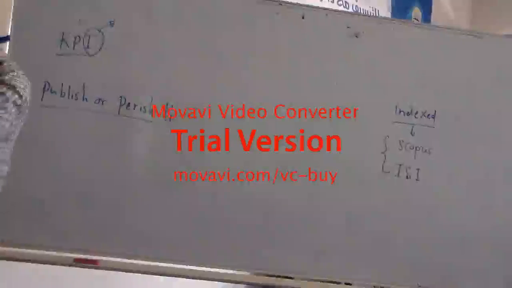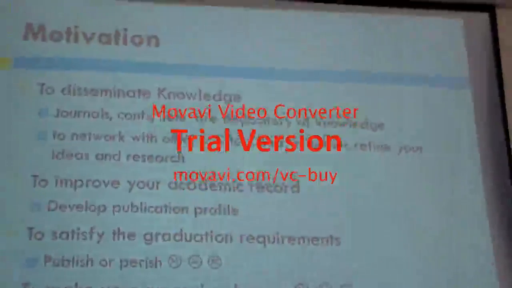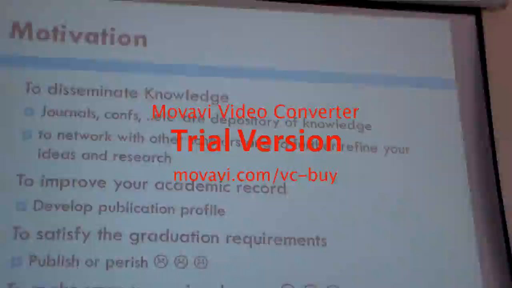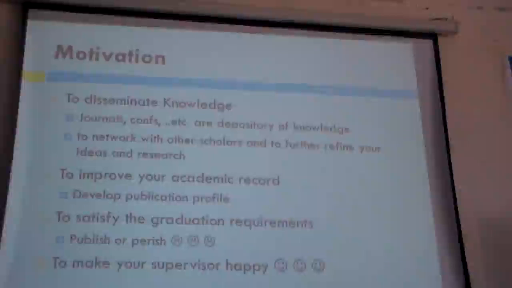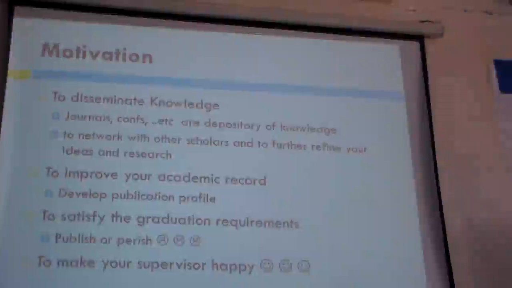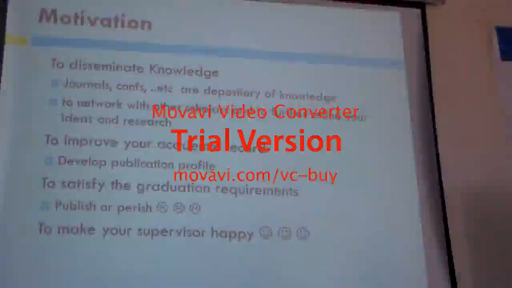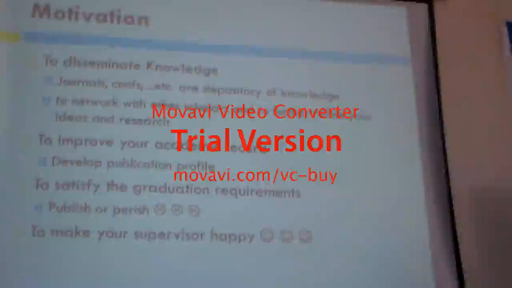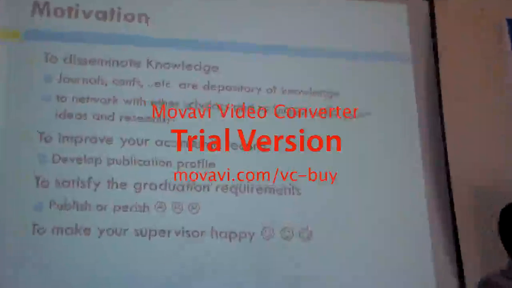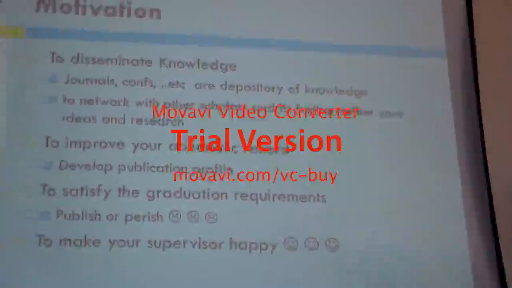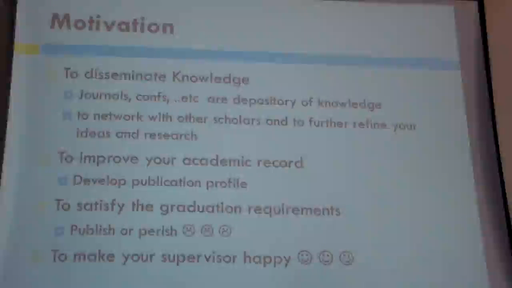To make your supervisor happy, of course your supervisors will be very, very happy when they see you published, especially in high impact factor journals. My supervisors used to know about my publications when the result came from the journal. When the result was sent to me: congratulations, we are pleased to inform you that your paper has been accepted. But you cannot get this easily.